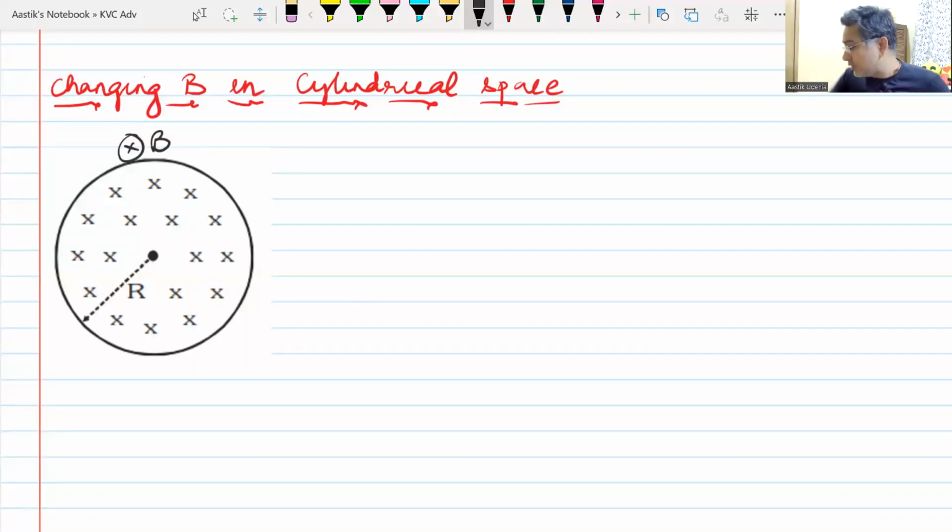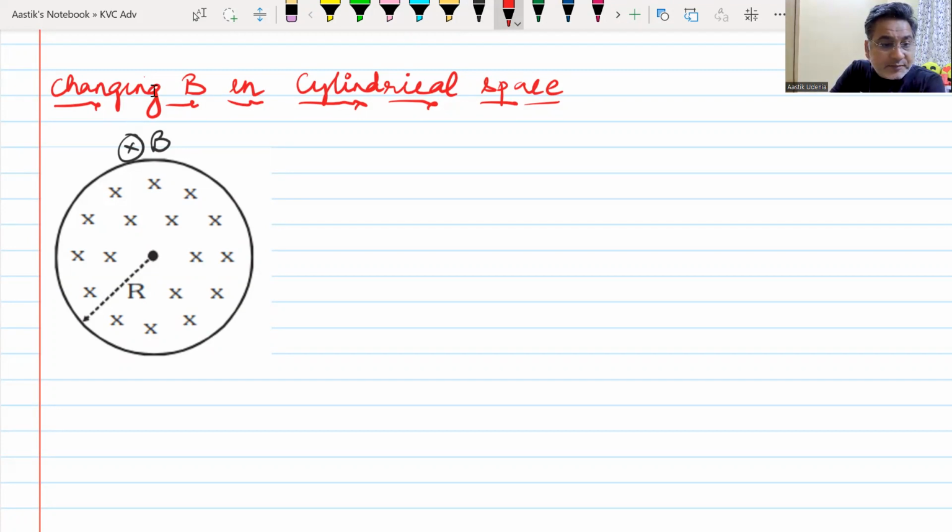Then we come to this last part of this particular thing. Now, in most cases, wherever you get questions on this changing magnetic field, the magnetic field will be changing in a cylindrical space. You will have a cylindrical space, and here the magnetic field would be changing. So most of the questions that you are going to encounter in this section would be of a magnetic field which is changing in cylindrical space. Do we get this? Yes, sir.